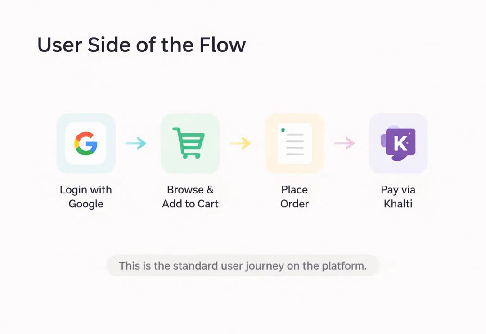On the user side, the flow is straightforward. The user logs in using Google, so there's no separate registration needed for users. They browse the products, add what they want to their cart, place their order, and then complete the payment using Culti, which is the integrated payment gateway. That's the core user journey from start to finish.